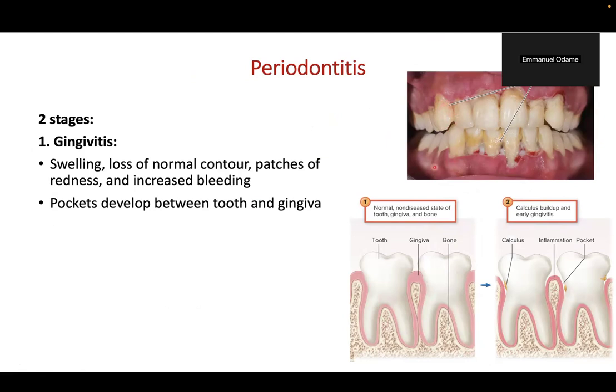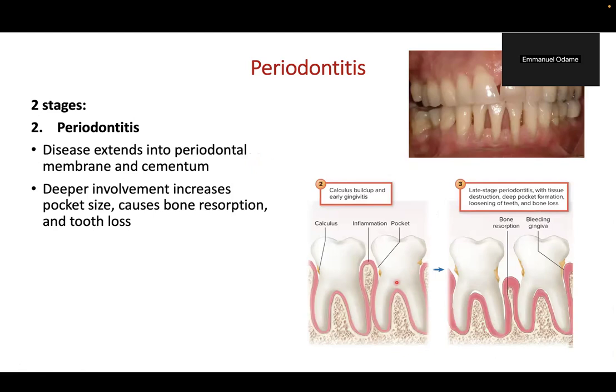There will be pockets which develop between your tooth and the gingiva. Gingiva is basically the tissue between the two teeth that you have. So now that you have all these biofilms forming on your teeth and left untreated, the bacteria will have no option but to end up degrading your gingiva. This leads us to the second stage, which is periodontitis, basically the extension of the gingivitis.